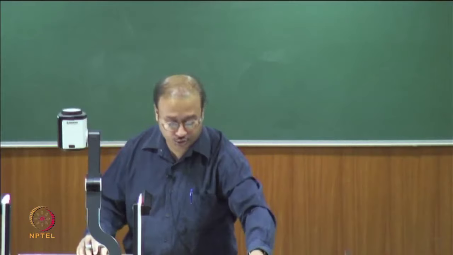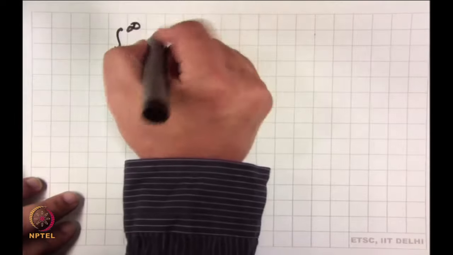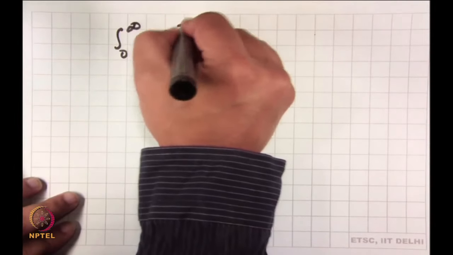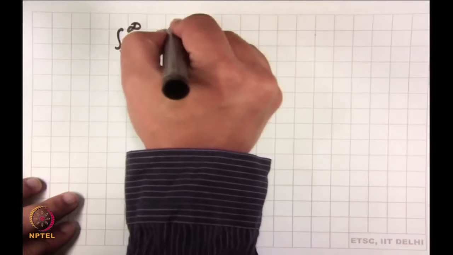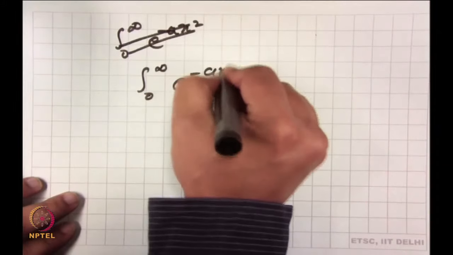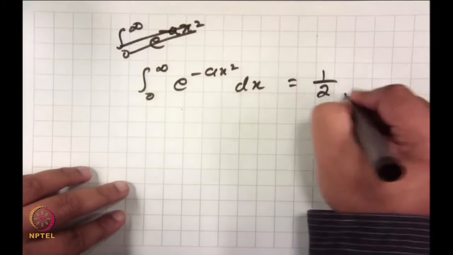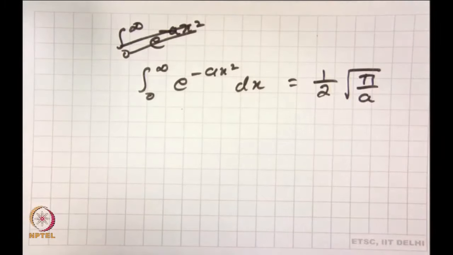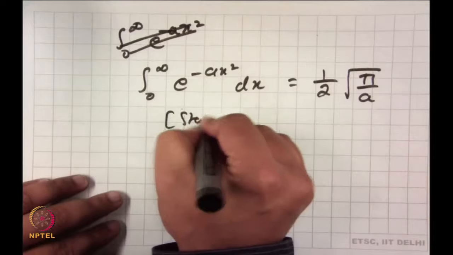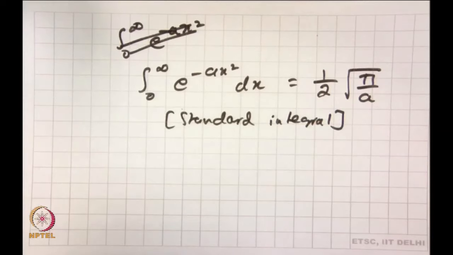Now, how do we do it is, so that is what you are doing. How you do it is, remember, the integral from 0 to infinity of e to the minus a x square dx is equal to 1 by 2 root over pi by a. There is a standard integral you are going to use.